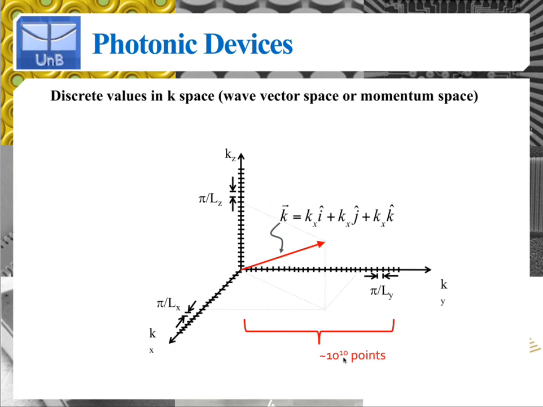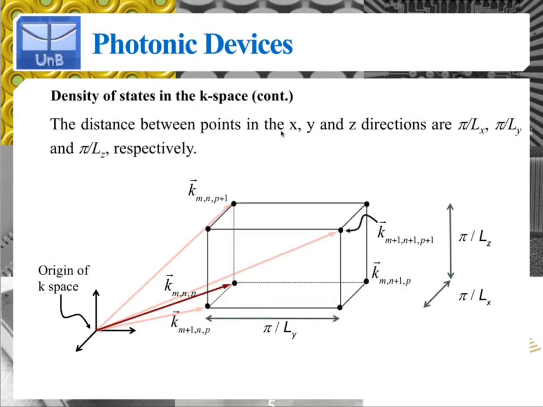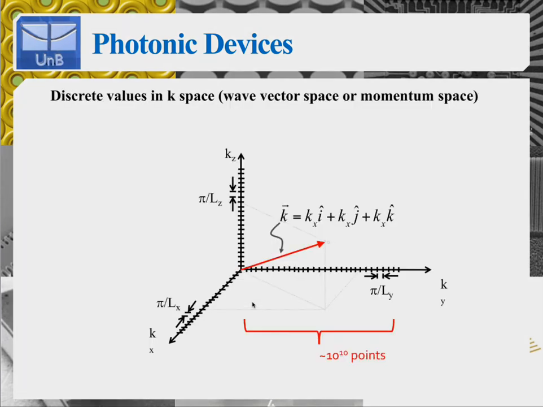And we also saw that you could have as many as 10 to the 7 to 10 to the 10th points in any given direction in the k space. So if the distance between points in the kx, ky, and kz directions are respectively pi over Lx, pi over Ly, and pi over Lz, you could define a cube, or more precisely a rectangular cuboid, with minimal dimensions in the k space, and we'll see why this is important in a minute.